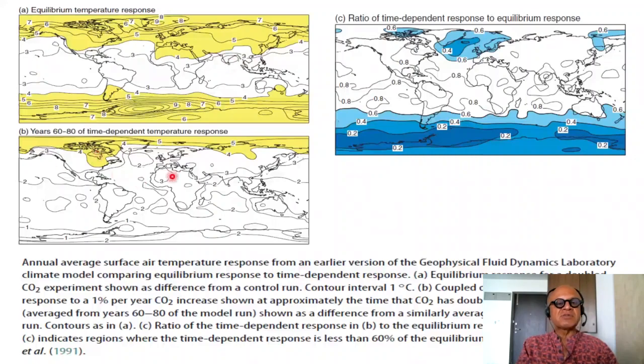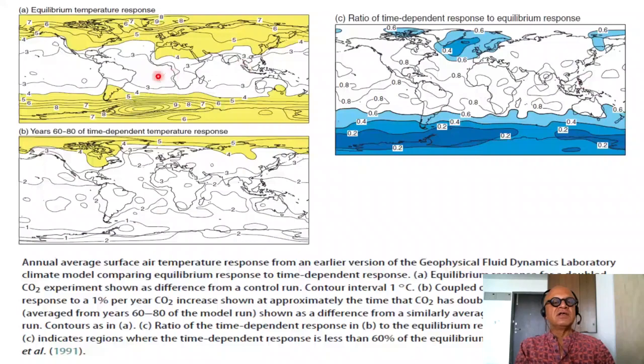And this is the time-dependent temperature response during years 60 to 80 of the integration, where there is a 1% increase in CO2 per year, and it reaches double the starting concentration in about 70 years. Okay, so this is the ratio of time-dependent response to equilibrium response. You can see that the equilibrium response is much higher in the high latitudes compared to the transient response, and in the tropics they are almost the same.